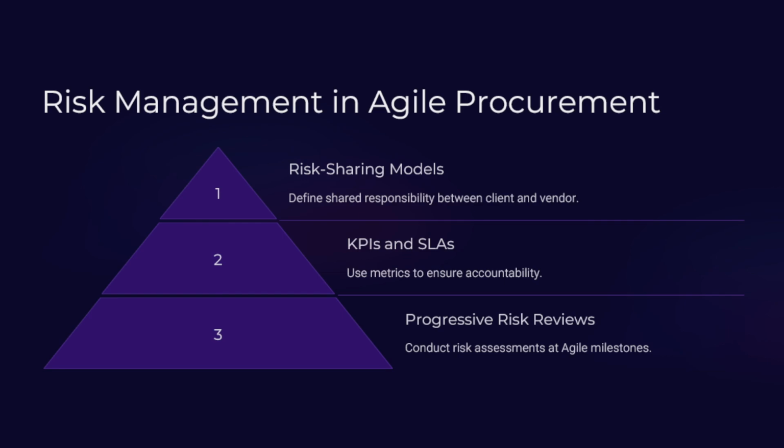When handling risk management in agile procurement, agile contracts should include risk-sharing agreements where both the vendor and the client take joint responsibility for managing the uncertainties. We also have the service level agreements, or SLAs, which should be based on business outcomes, quality standards, and performance metrics rather than just strict feature delivery. And by following all of these risk management strategies, with joint responsibility and SLAs, you allow for progressive risk reviews at agile milestones.